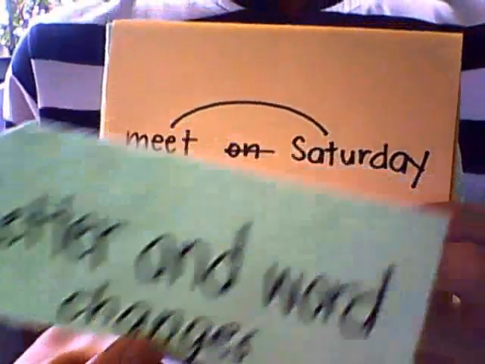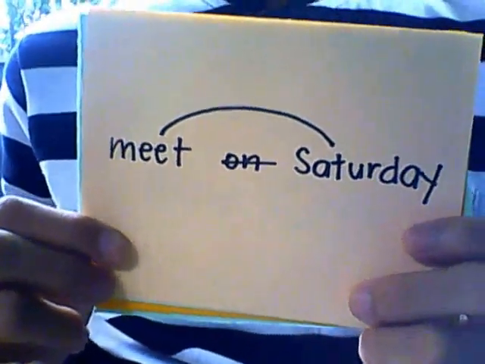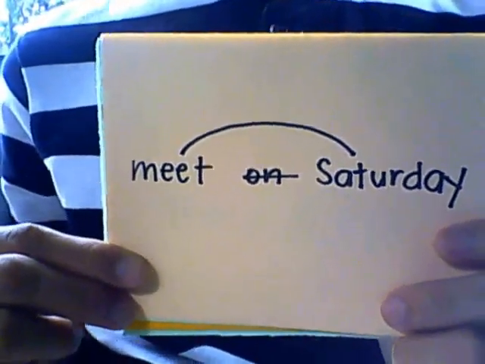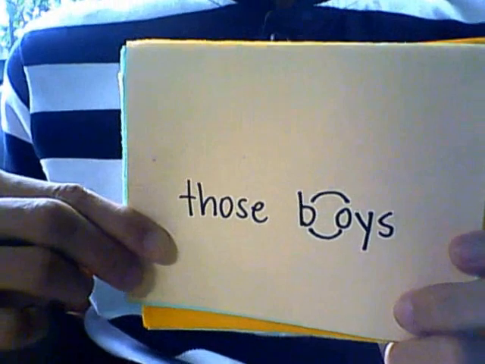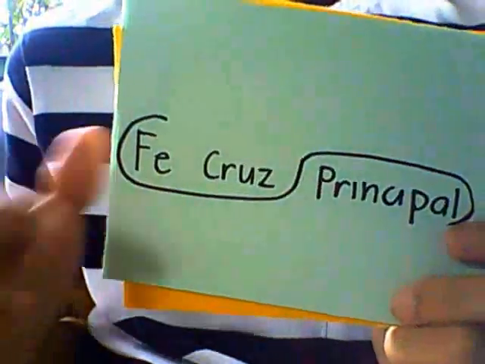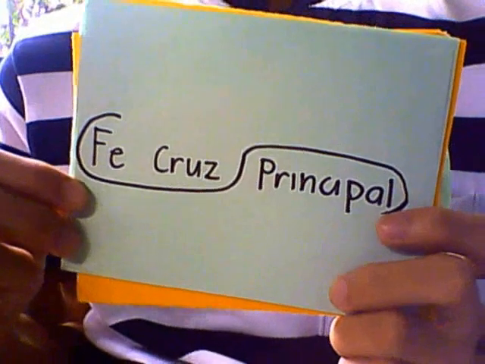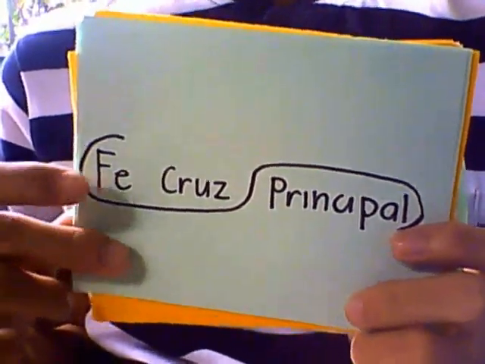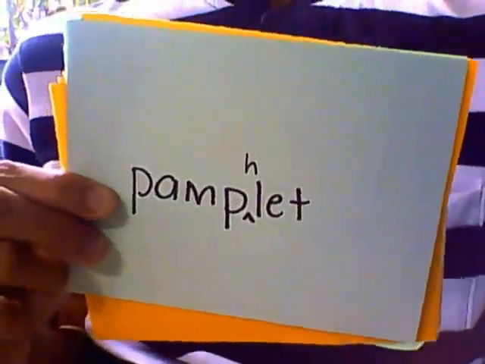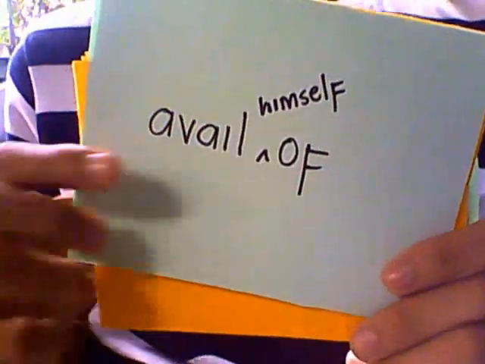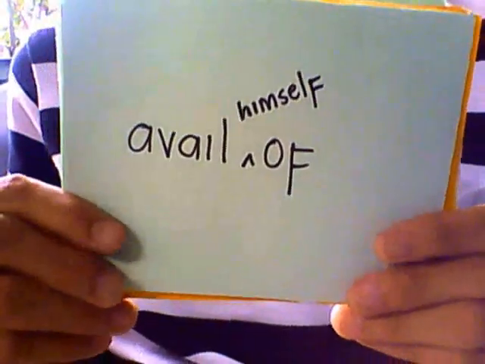Next one, letter and word changes. Meet on Saturday. Bridge over. Meet Saturday. Those boys. Close up space. Those boys. Fake Cruz. Principal. Transpose. Principal. Fake Cruz. Pamphlet. Insert letter. Pamphlet. Avail himself of. Insert word. Avail himself of.